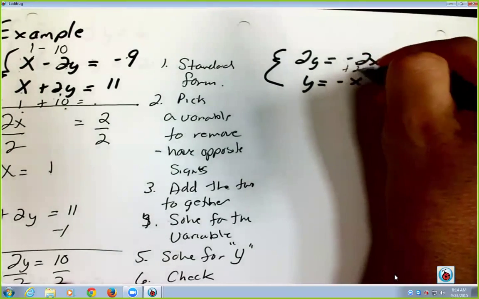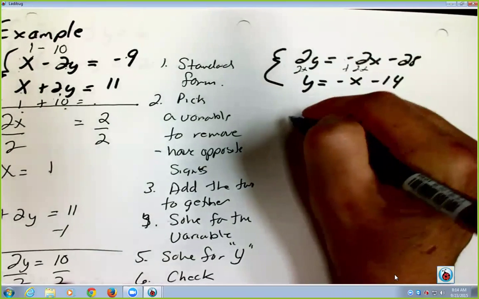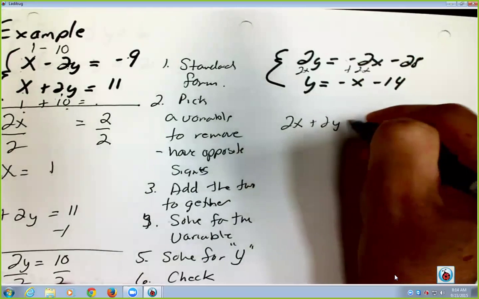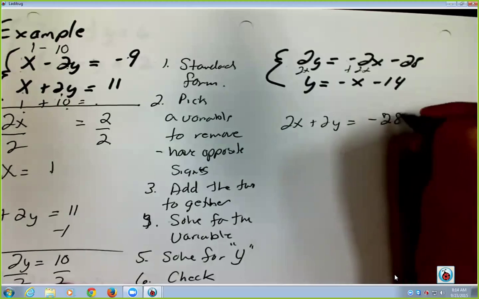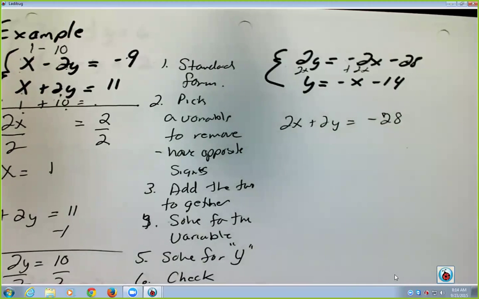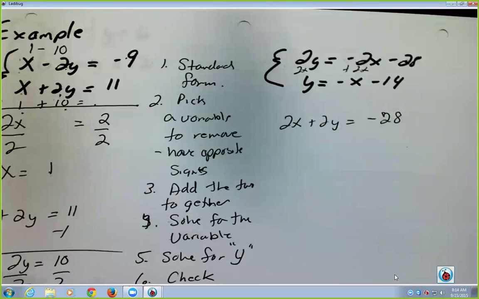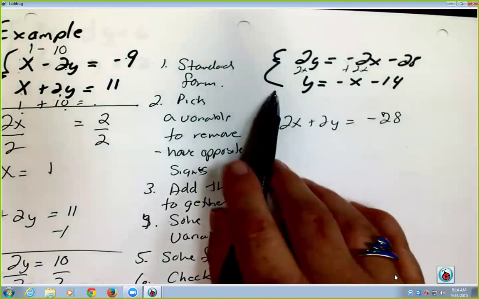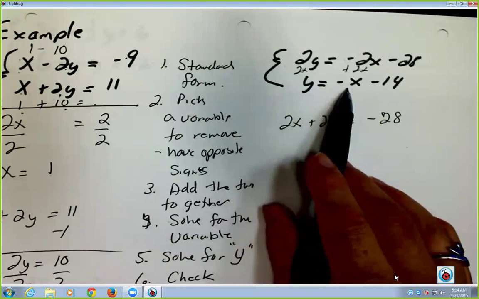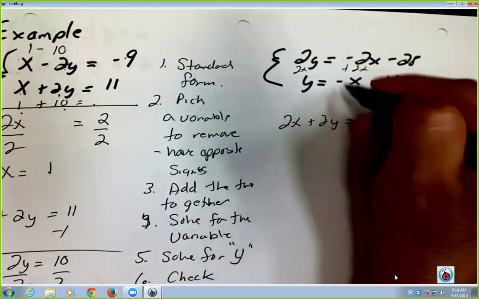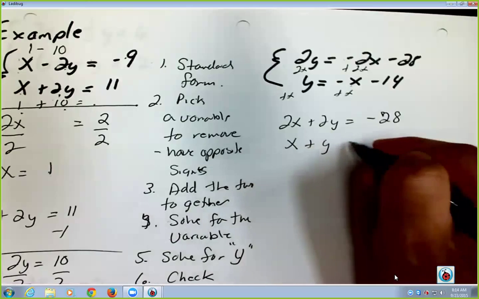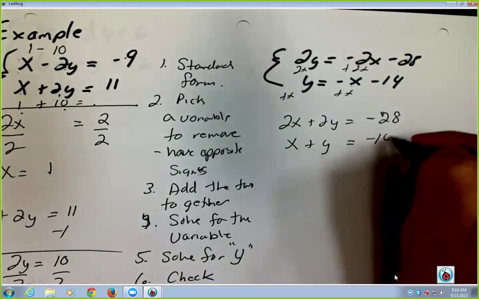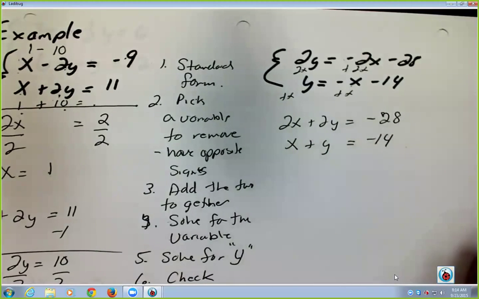And when I do that and I add 2x, I end up with 2x plus 2y is equal to negative 28. We good? All I did was move my 2x over. If I move the bottom one over, then what's going to happen here is I'm going to add an x to both sides. So I end up with x plus y is equal to negative 14. So is that good? Okay.